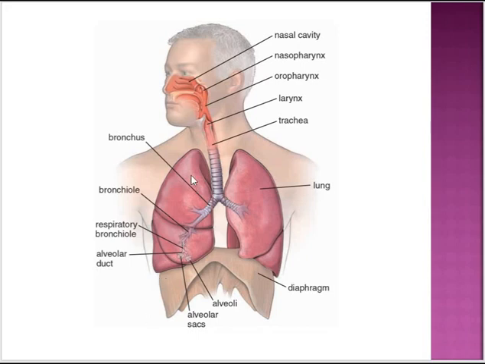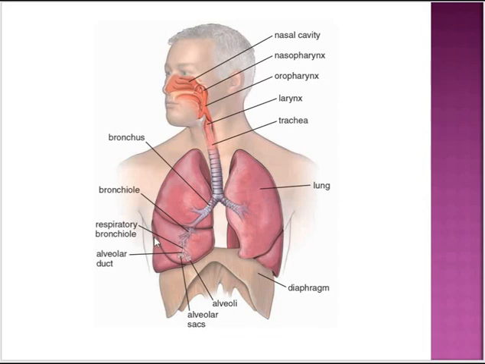The conducting portion of the respiratory system consists of the nasal cavity, mouth, nasopharynx, pharynx, larynx, trachea, primary bronchi, then secondary bronchi, finally bronchioles and terminal bronchioles. In the terminal bronchioles, the conducting system of the respiratory system finishes. And as the passageways branch and get closer to the respiratory portion, they decrease in diameter but increase in number.